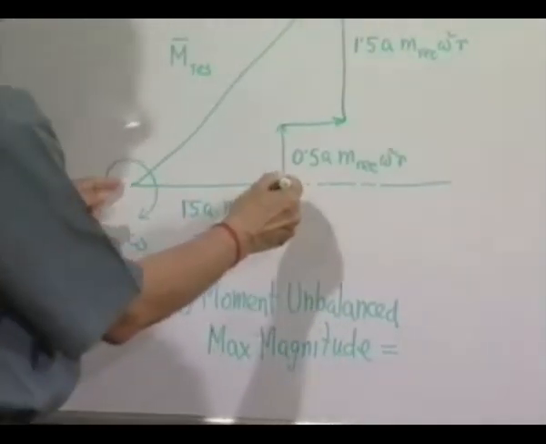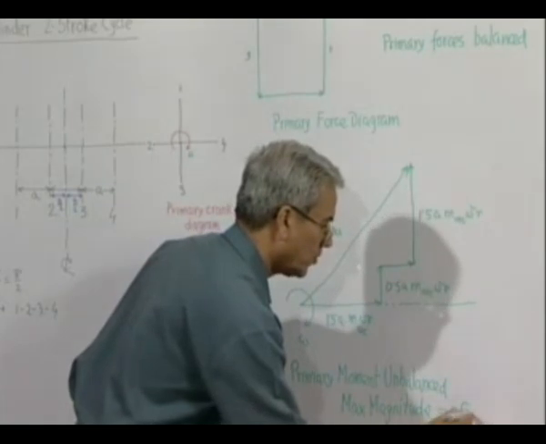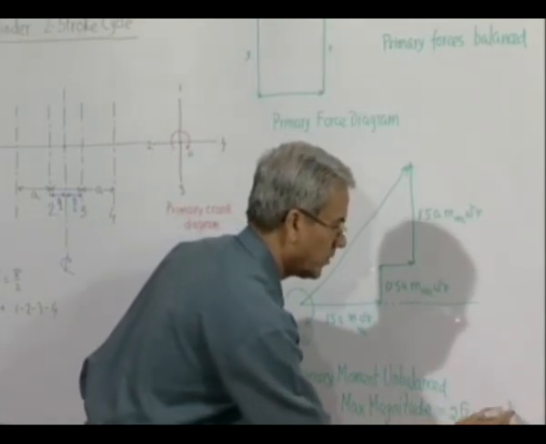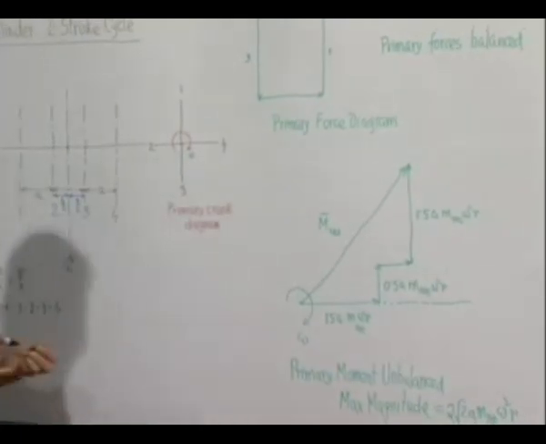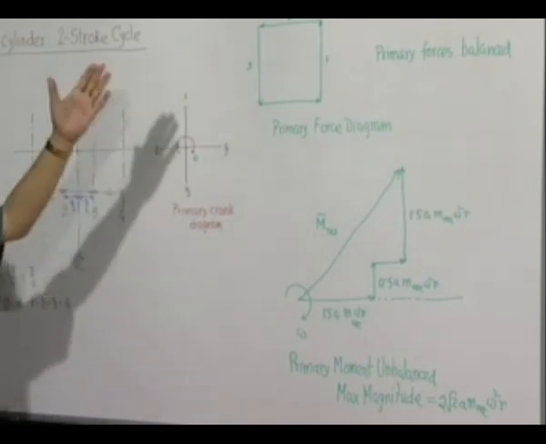This is 1.5, 0.5, so 0.2. So, it is 2 root 2 a m reciprocating omega square r. This is the maximum magnitude of the primary moment. Now, this is the primary.